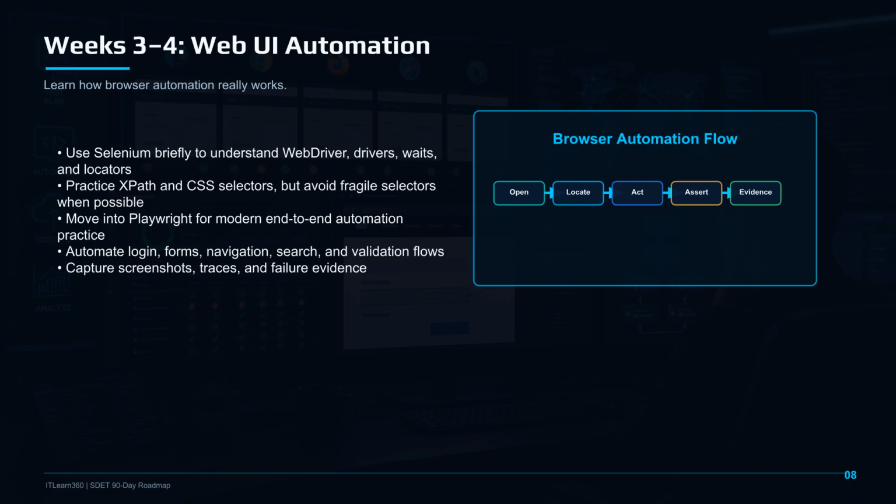During weeks 3 and 4, the focus becomes web UI automation. Start with Selenium for a short period so you understand WebDriver, browser drivers, locators, waits, and the traditional automation model. Then move into Playwright for modern end-to-end automation practice. Playwright provides strong locator support, built-in waiting behavior, browser contexts, screenshots, traces, and test runner integration.